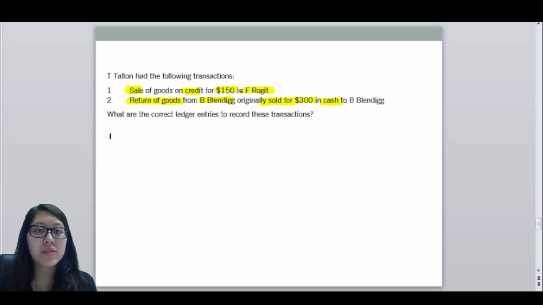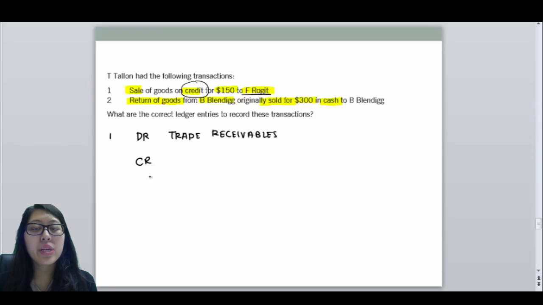So sale on credit. What it means by credit is that we're going to receive a trade receivable. We are not getting cash. So we are now having more trade receivables than before, and a trade receivable is an asset. So when assets go up, that means it is a debit entry. So we should debit the trade receivable account to show that now we have more trade receivables that owe us money. And note that I am not using F. Roget's name because the individual trade receivable is normally not included in the double entry system, but we use trade receivables instead. Now, what will be credited?